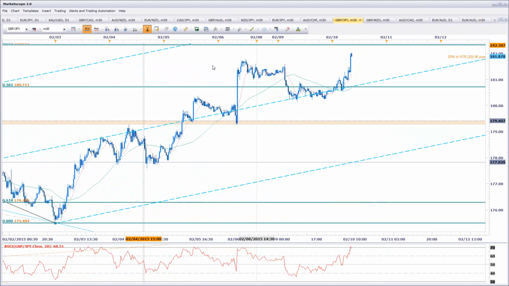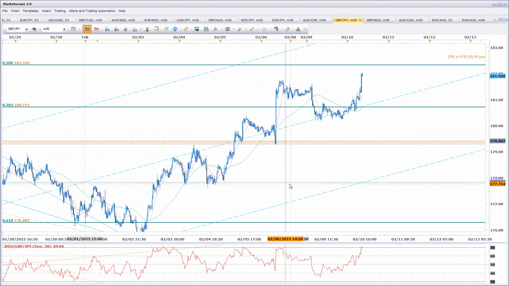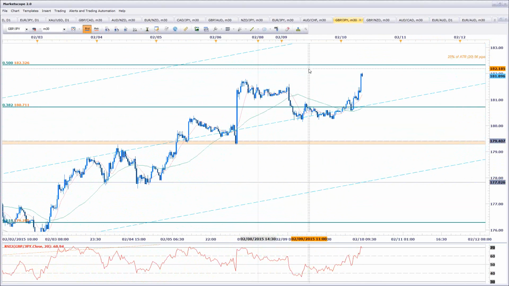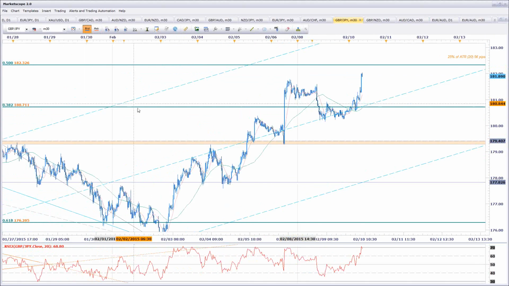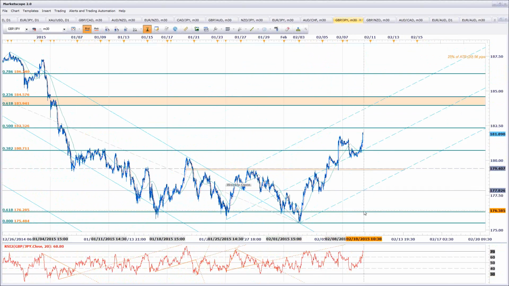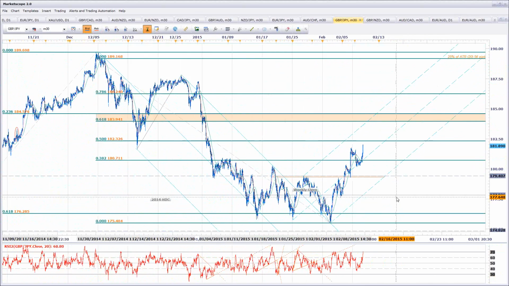So I like it, Eileen. Thanks for bringing this up. I'd still be looking for that 182.30 region that we saw both on the daily and this intraday chart. I just want to see if there's an extension here that we can play with.